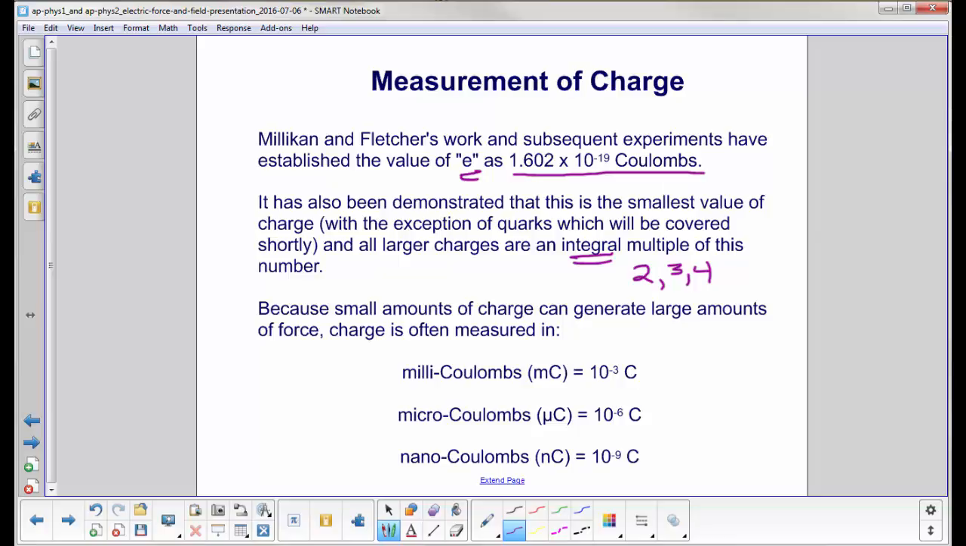Because small amounts of charge can generate large amounts of force, we often measure charge in millicoulombs, which is 10 to the minus 3 coulombs, just like a millimeter is 10 to the minus 3 meters. Microcoulombs, 10 to the minus 6. Nanocoulombs, 10 to the minus 9th. You'll probably get familiar with these the more problems you do.